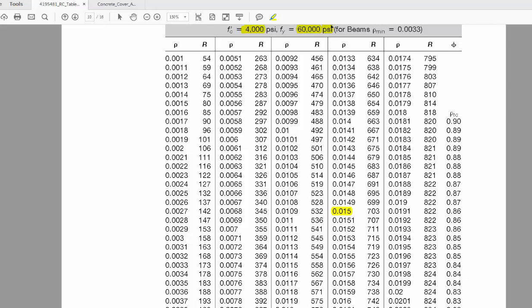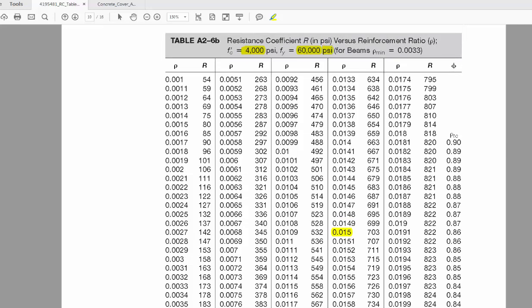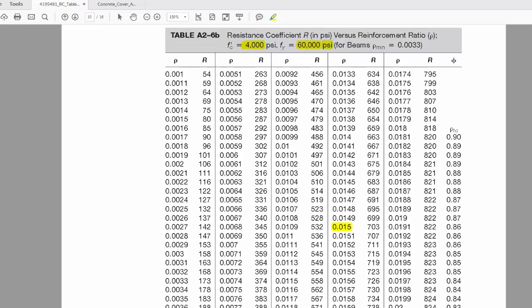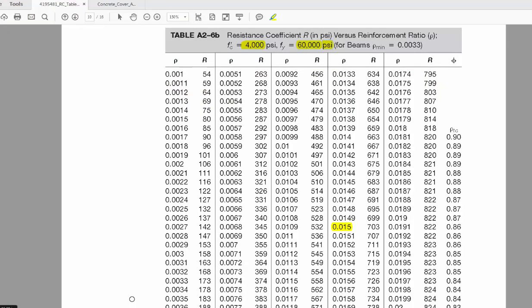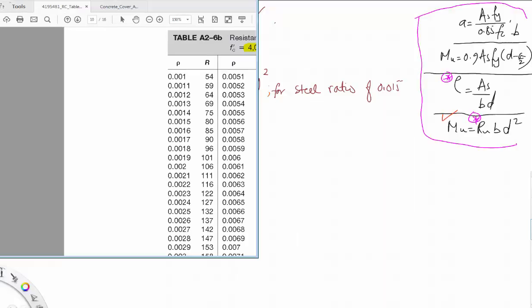So in table, let's see what the table number is. A26B. So it is equal to 703 PSI. And that is from table A26B. Just double check that. A26B, okay.